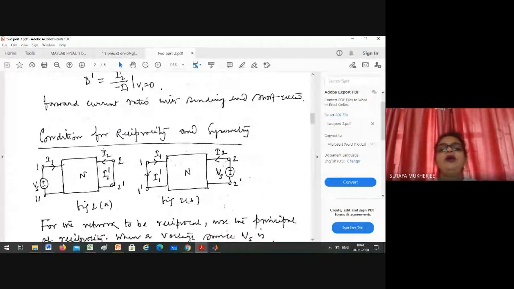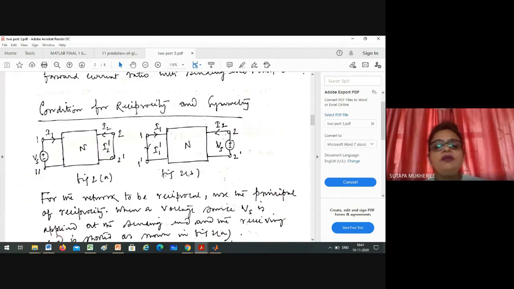Now again you have to come to the condition for reciprocity and symmetry in case of this parameter, the inverse transmission parameter. Similarly, in the previous manner you had one condition of reciprocity and symmetry. Do you remember? Vs will be here, and in another case Vs will be here, and after that you have to compare on the interchanging of Vs here and there, what the relationship will be.